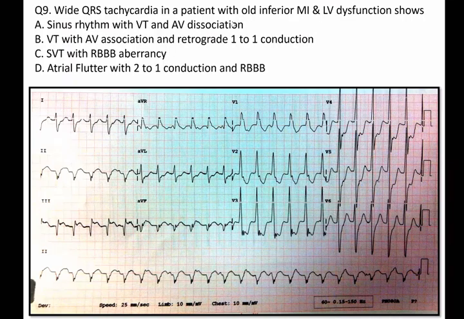So this is a wide QRS tachycardia in a patient with old inferior wall MI and LV dysfunction, and the choices are A, sinus rhythm with VT and AV dissociation; B, VT with AV association and retrograde 1-to-1 conduction; C, SVT with RBBB aberrancy; and D, atrial flutter with 2-to-1 conduction and right bundle branch block.